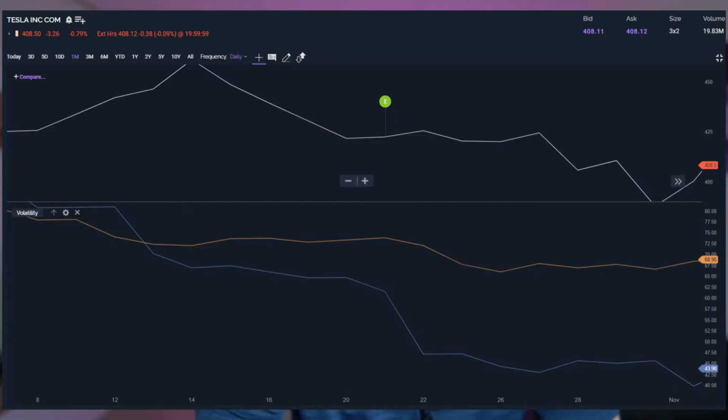So here's a chart of Tesla, and on the top we have the share price, and on the bottom we have volatility. The little green dot there is their earnings announcement. When they announce their earnings, we can see the blue line drop, and that blue line is volatility. We want to sell this blue line and then buy it back after that big dip after the earnings announcement. That's the idea. This is called IV crush.